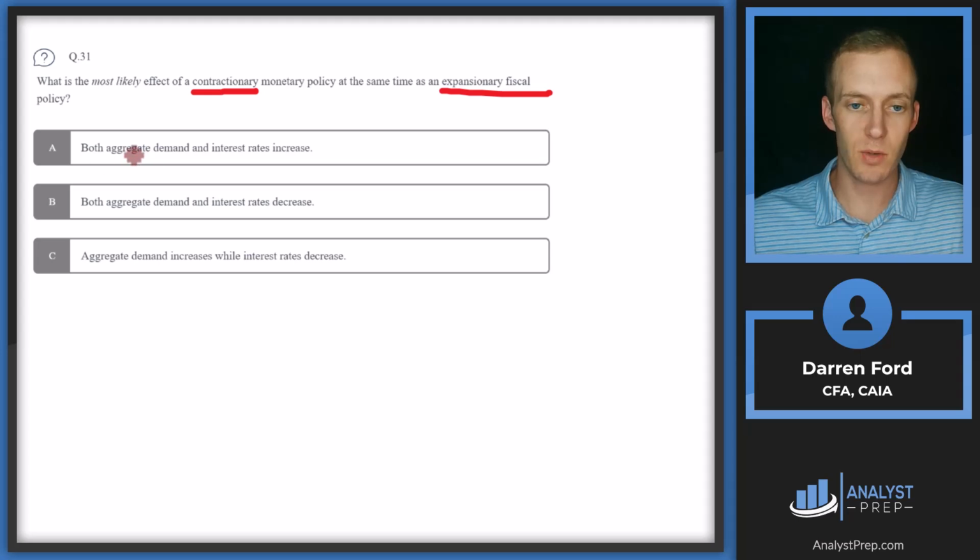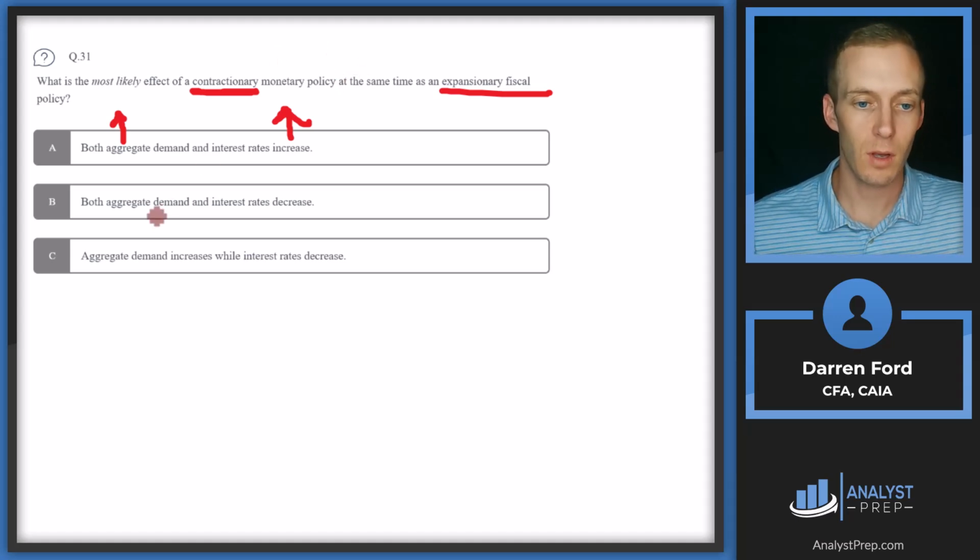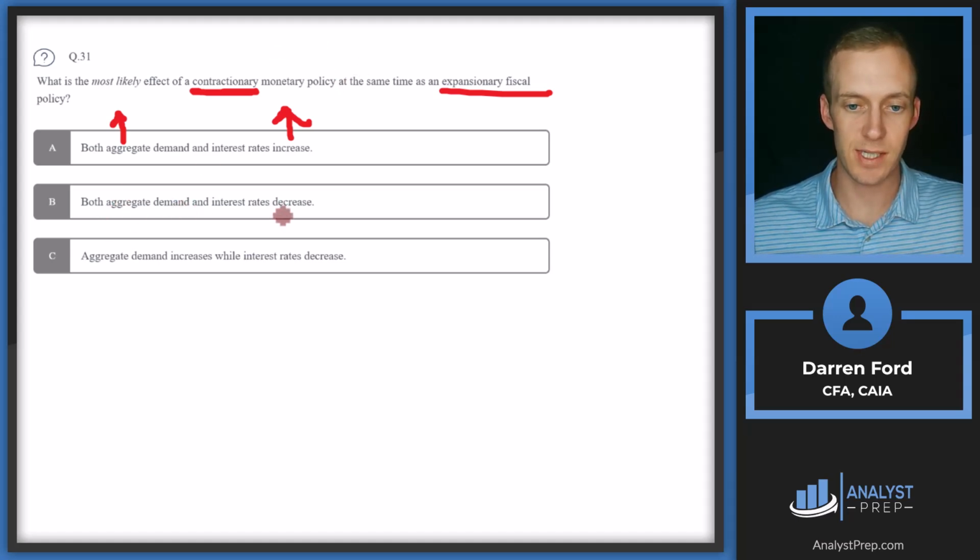So aggregate demand will likely increase due to the expansionary fiscal policy, and then interest rates will probably also increase due to the contractionary monetary policy. That's something directly that might be done through monetary policy: increase interest rates to slow down the economic activity. Then we've got B, both aggregate demand and interest rates decrease.